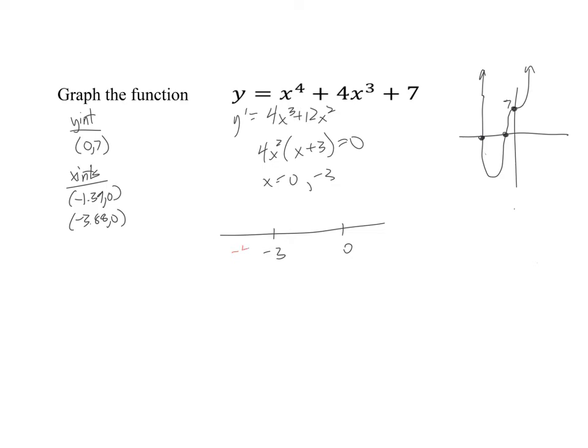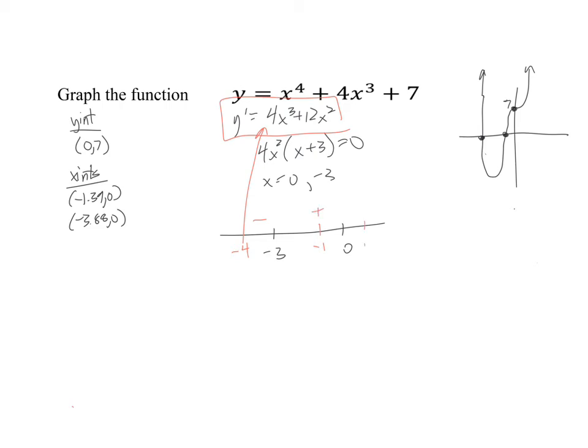So let's try a negative 4. So we remember we want to put negative 4 into our derivative equation. So that'll give us a pretty big negative number because it's going to be like negative 64 plus whatever. So that'll be a negative value. Let's try negative 1. That's a pretty simple one. So at negative 1 into that equation would give us negative 4 plus 12. So that'll be a positive value.